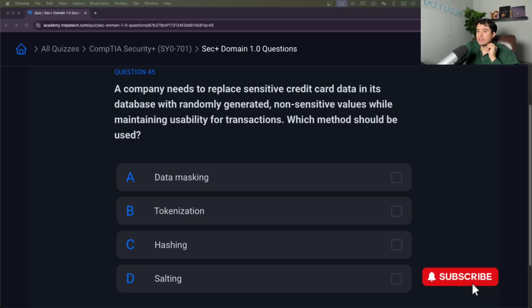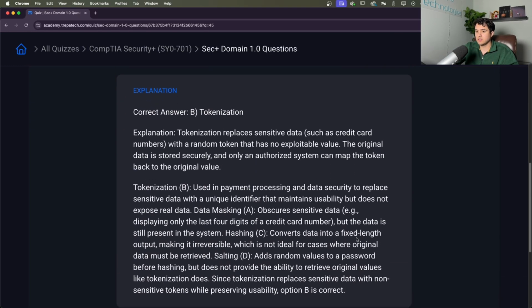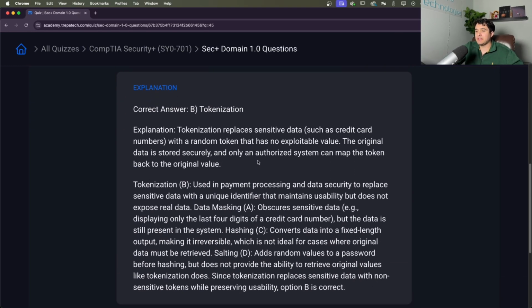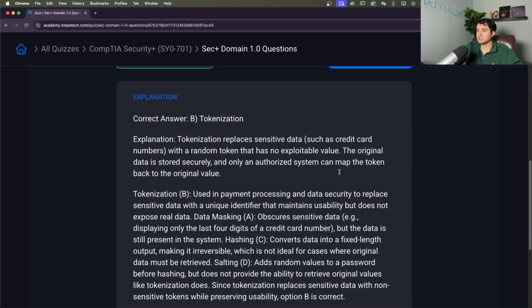And the way we're doing it is pretty much replacing it. We're replacing that data with another value that we wouldn't be able to read, we wouldn't be able to understand. So that right there is called tokenization, okay? So explanation, tokenization replaces sensitive data with a random token that has no exploitable value. Pause the video if you'd like to read the explanation.